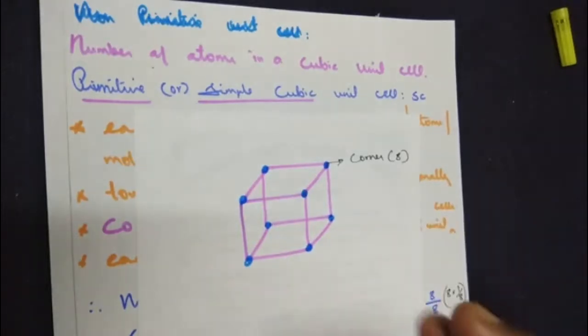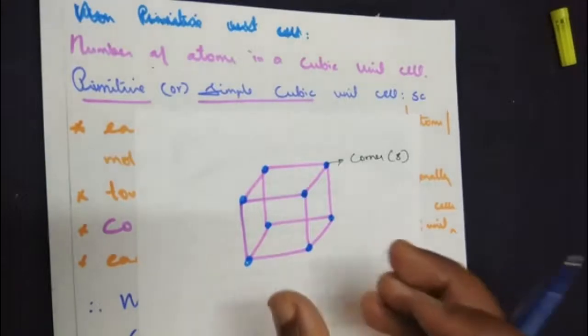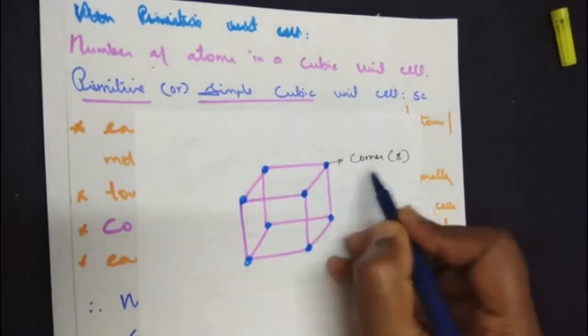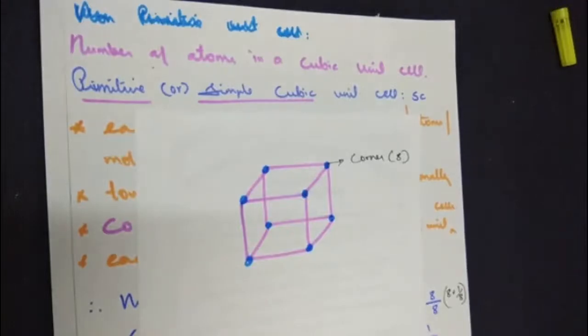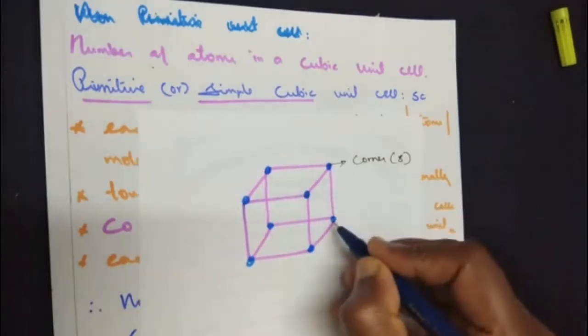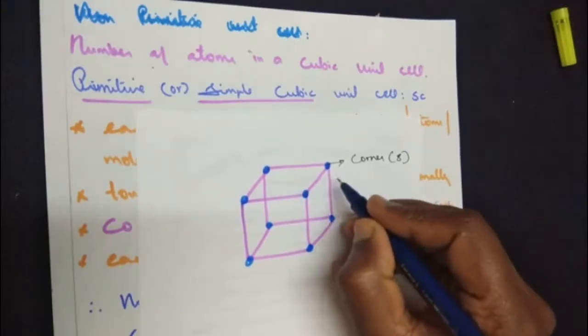Next, in a unit cell, there are some terms you need to understand. Term number 1, corner. How many corners are there? 8 corners. Next one, edge, or edge length, or lattice constant. If you remember, when you learnt the primitive crystal system, you learnt the edge lengths: a equals b equals c, and a is not equal to b is not equal to c.